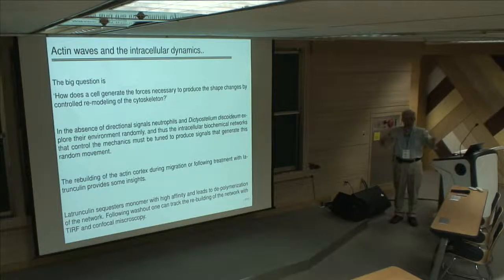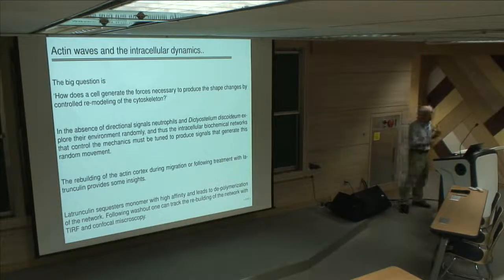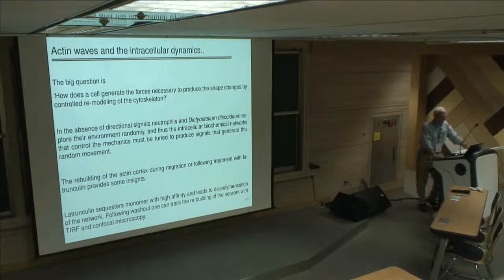So you imagine this network of polymers, you treat it with something which depolymerizes everything, so the whole internal structure kind of collapses, and then you watch it rebuild after you wash out the treatment. So the question one is trying to answer is, how does a cell generate the forces that it needs to produce those shape changes? Okay?